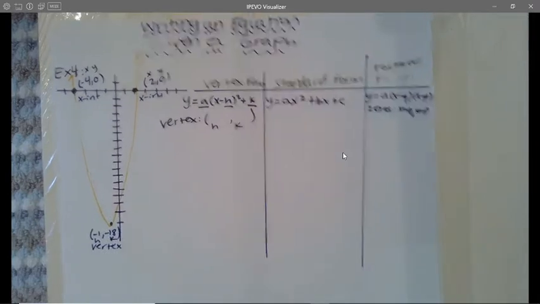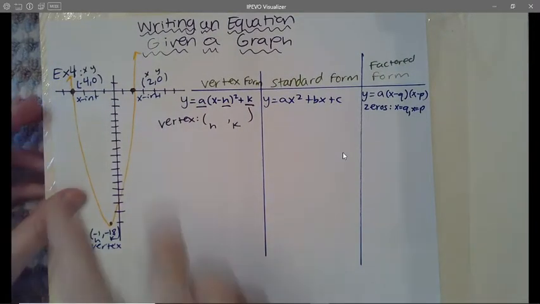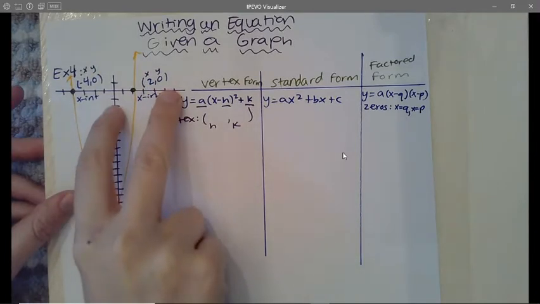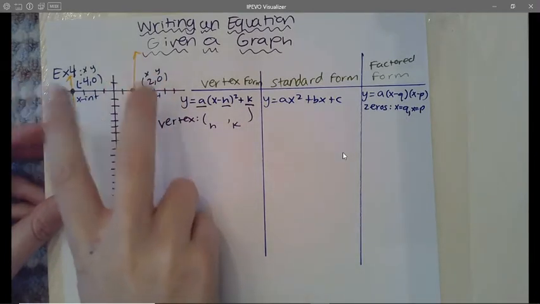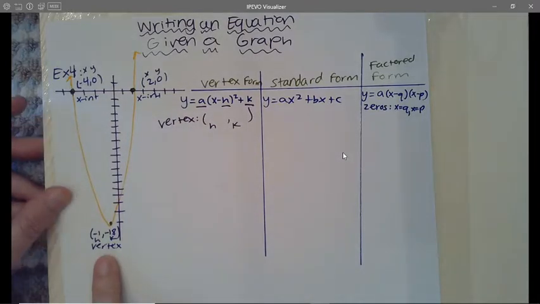All right, so we have a graph. I've identified 3 points on our graph. These 2 points smack the x-axis, which means they are x-intercepts. And then this point is the minimum of the graph, which means it's a vertex point.